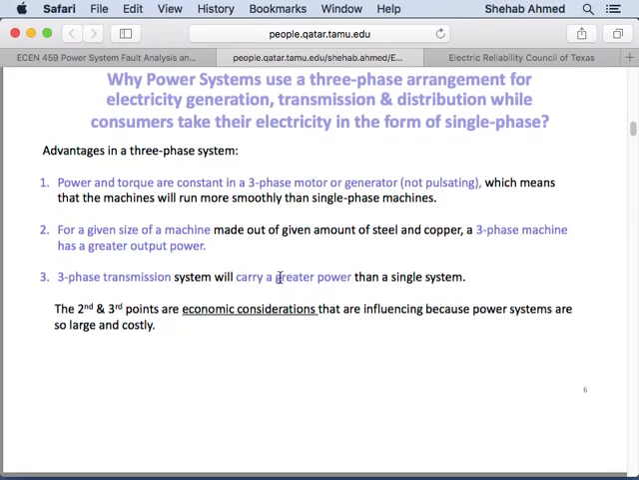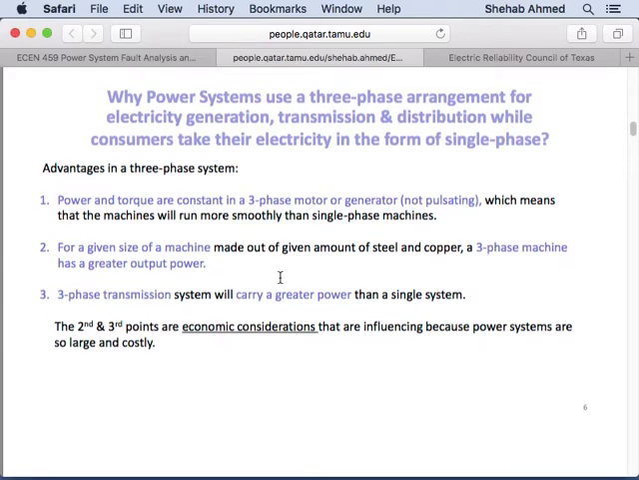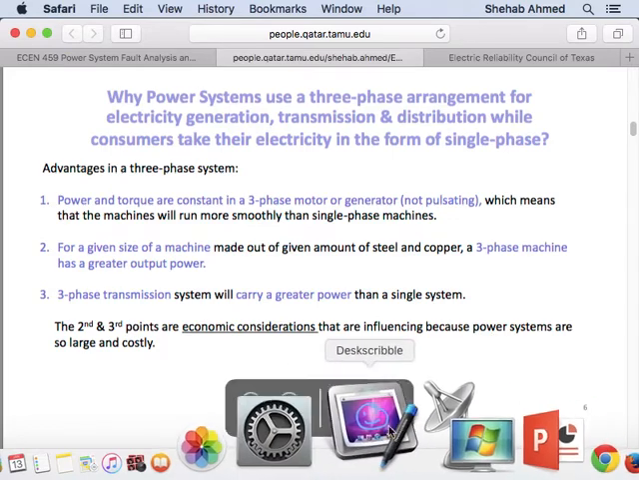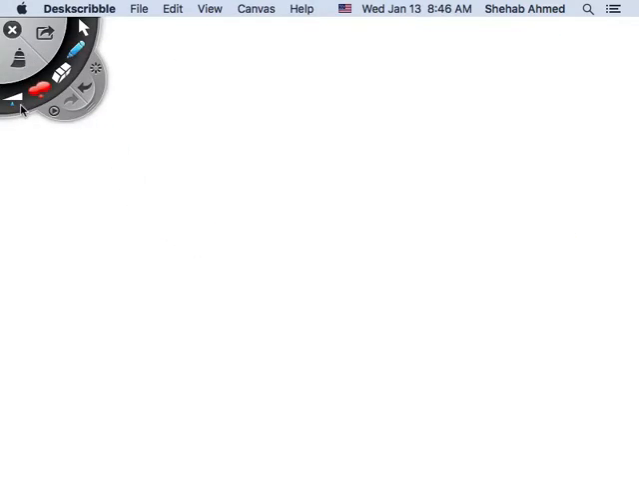A 3-phase transmission system will carry greater power than a single-phase system as well. Okay, let's talk quickly about 3-phase now. So let's say you have 3 single-phase loads, right? You want to feed these 3 single-phase loads, 3 homes. You want to feed all 3 homes.